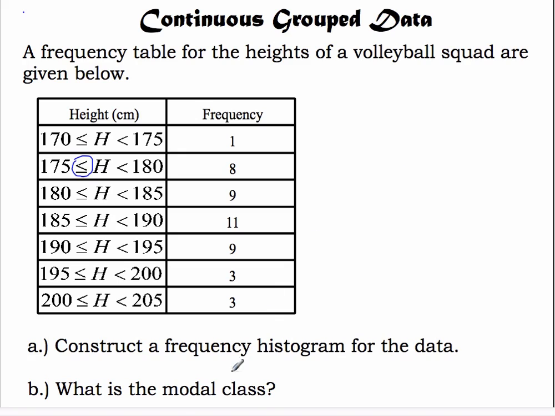Next we're going to look at the modal class. What that means is basically it's the mode for grouped data. So if we look at the data, the one which has the most number of people in it is this one. So the modal class is 185 to 190.